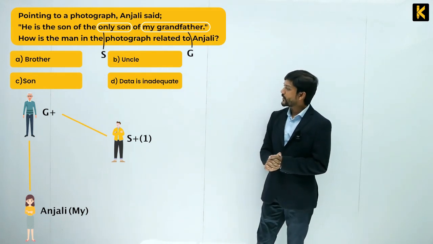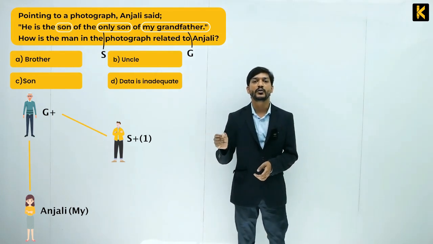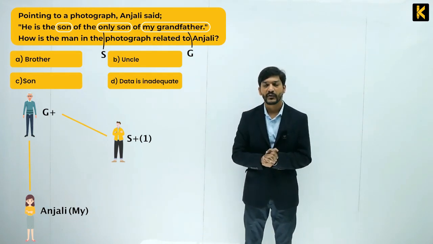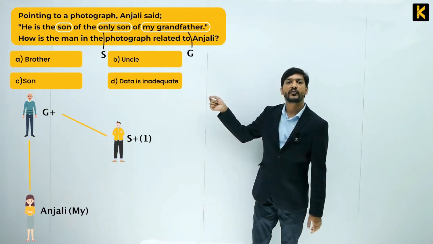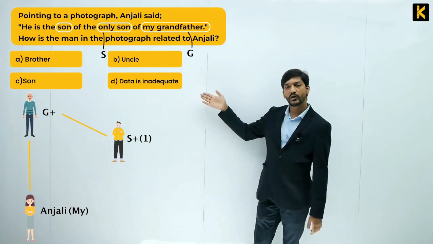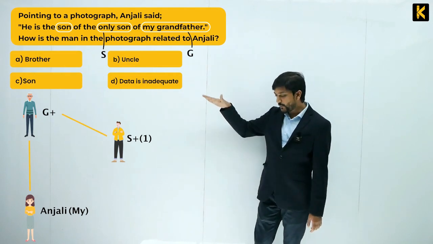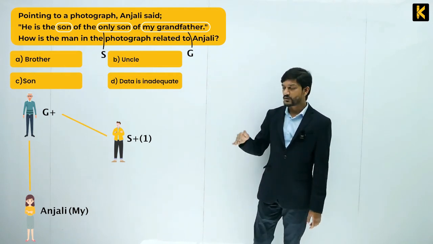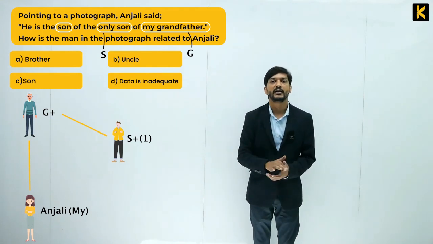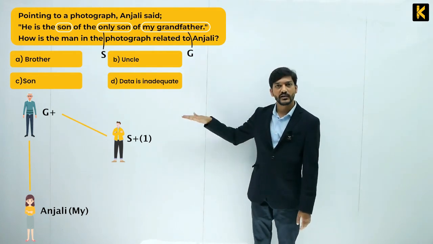Alright. So going backwards, now I have to draw son of the only son. Only son is represented by letter S. So now I have to draw son of S. S I have already mentioned. Now I have to show son of S. Son will be one generation below, that means that person will be in the same generation as Anjali. Let me show one person one generation below.